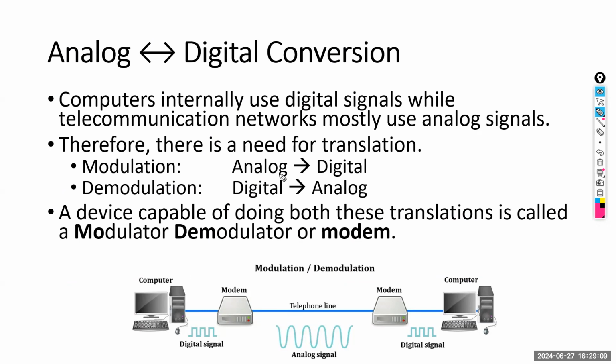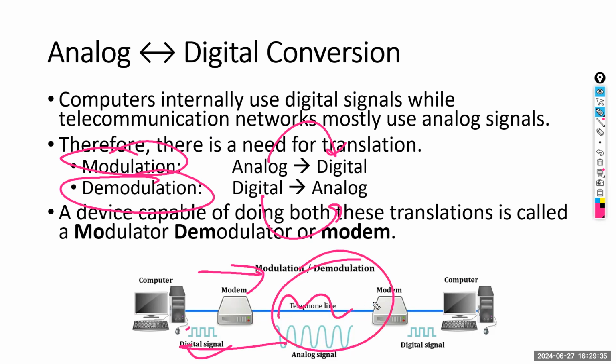So therefore, we need to convert digital signal to analog signal and analog signal to digital signal. Okay. Analog to digital, digital to analog. So that is called modulation and demodulation. So there you need to do digital to analog, but when you get the response, again, you need to convert analog to digital. So this is the internet side.